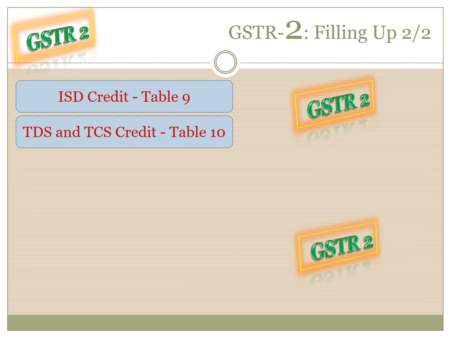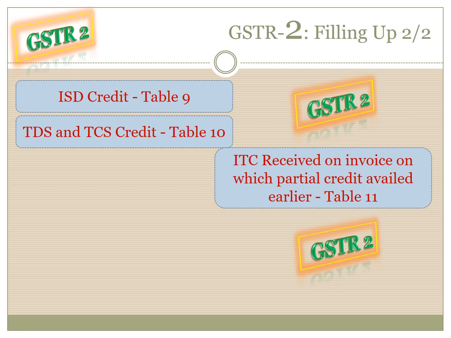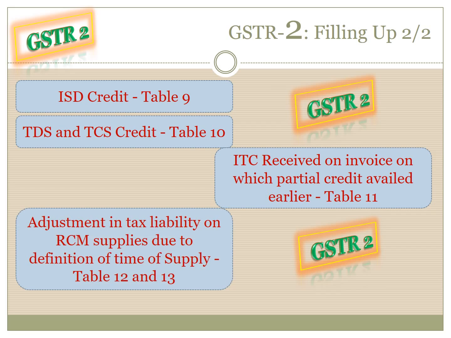Tables 9 to 11 are auto-filled with details of credits received by the recipient. Table 9 contains the credit distributed by ISD. Table 10 Part 1 and Table 10 Part 2 contain details of TDS and TCS respectively. Table 11 is the list of invoices on which ITC has been partially availed earlier. Similar to Table 11 and 12 of GSTR 1, we have Table 12 and 13 in GSTR 2 for adjustment of tax liability on inward supplies under RCM. The last table to be filled up is for reversal of ITC, if applicable.